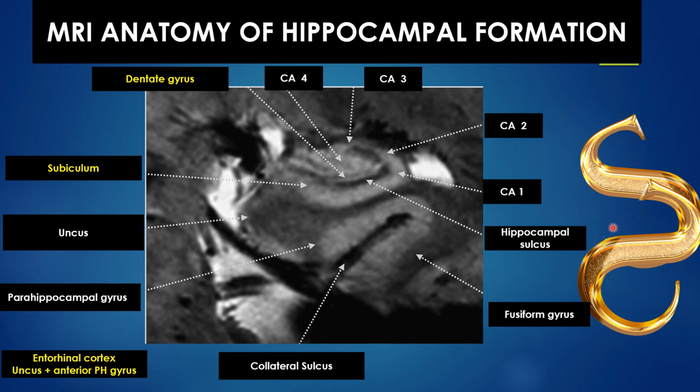This particular sulcus, you are able to see a sulcus here. That is the hippocampal sulcus. We'll again see this hippocampal sulcus later. This is going to be the cleft which we are going to see in the inferior part of the S. That is the hippocampal sulcus.